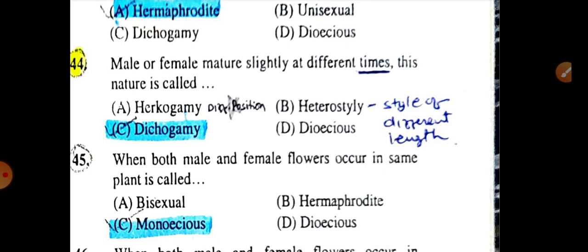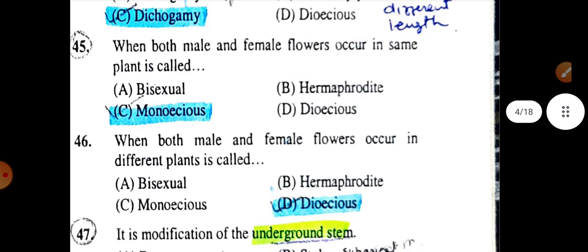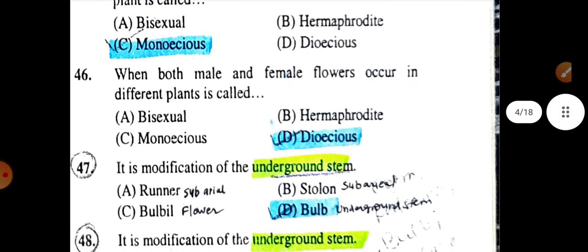Hercogamy is an adaptation of dimorphic flowers in which anther and stigma are placed at different positions. Heterostyly is having styles of different length. When male and female flowers occur on the same plant, it is called monoecious. When male and female flowers occur on different plants, it is called dioecious.